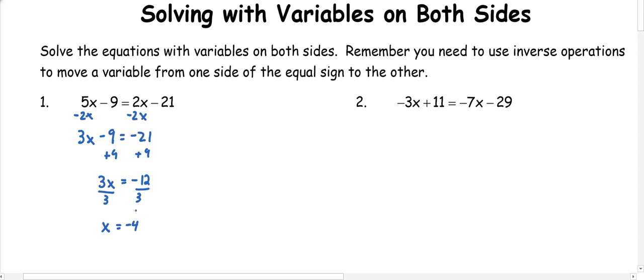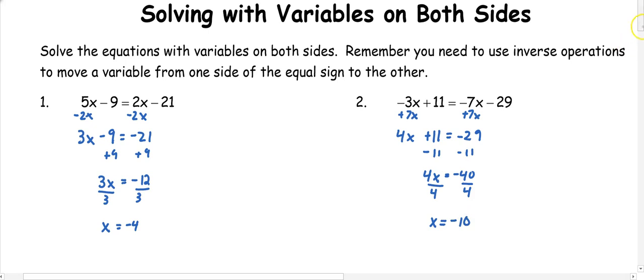In number 2, we have negative 3x plus 11 equals negative 7x minus 29. So this time, negative 7x is smaller. Because it's negative, we're going to add it to both sides. So we get 4x plus 11 equals negative 29. We can subtract 11 from both sides. So 4x equals negative 40. Divide by 4. And we get x equals negative 10.